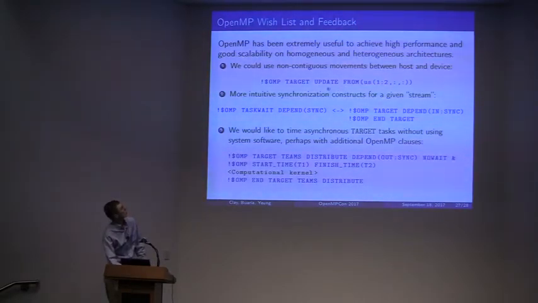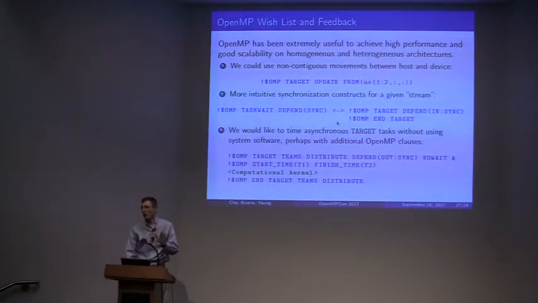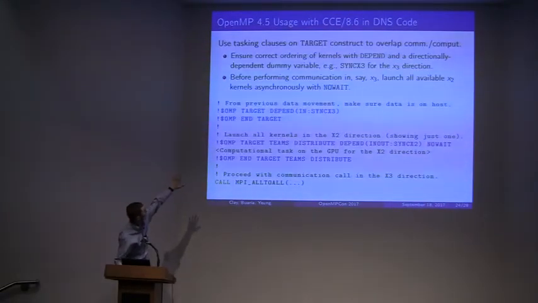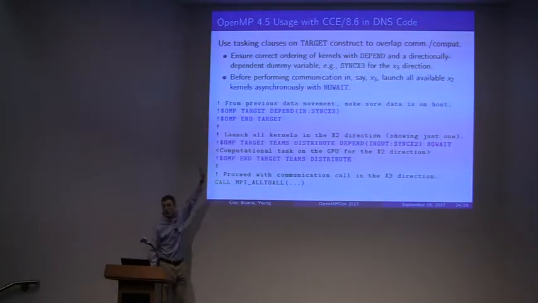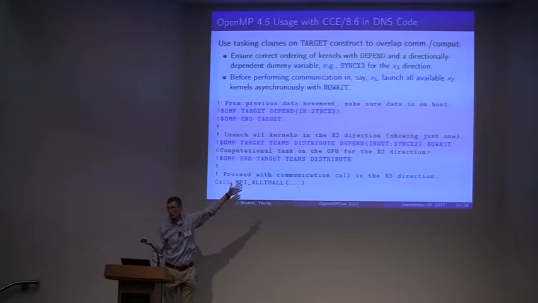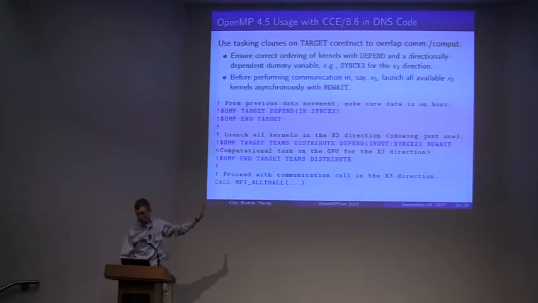We also found, and I can't thank the Cray compiler developers enough for all the time that they've spent helping us understand things, that one thing I didn't understand was when we needed to synchronize things, it seemed like there wasn't a very intuitive construct to do this. So what we do in the code, going back to this piece of code here, is I need to perform a communication call for the X3 direction, and earlier I queued an asynchronous data movement to the host. I need to synchronize before I perform this communication call. So this is how we do it. We do OMP target depend and end target. It's an empty target task that doesn't do anything, but it does provide the synchronization we need.